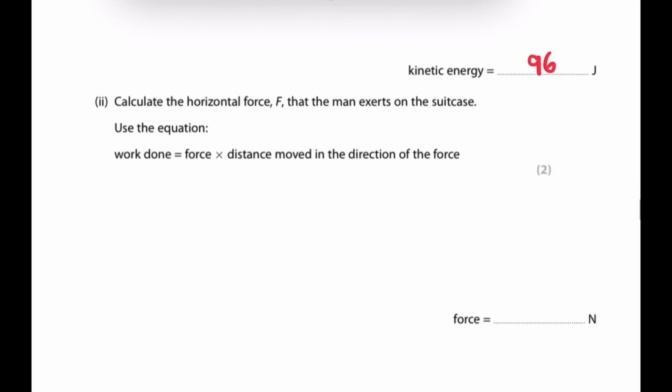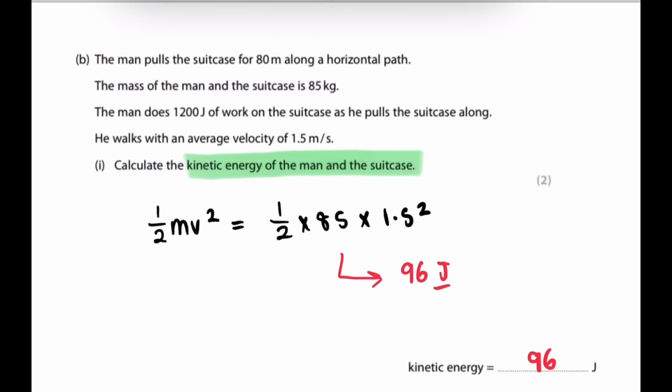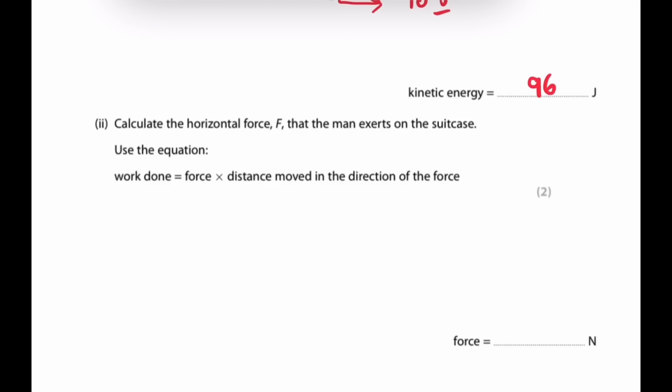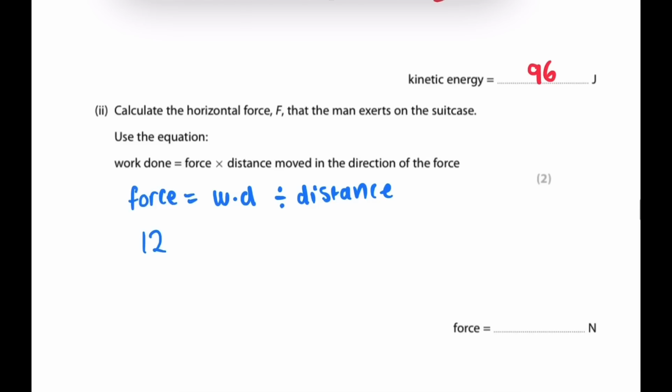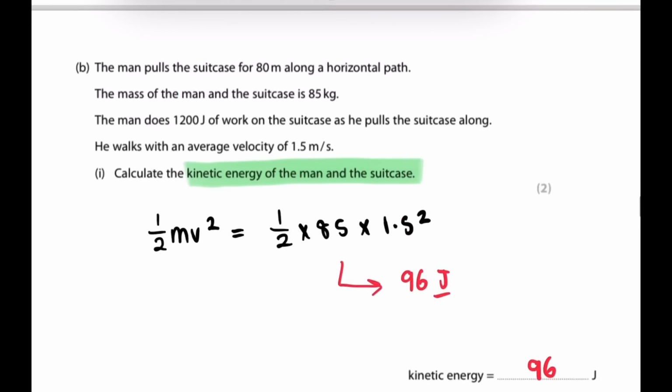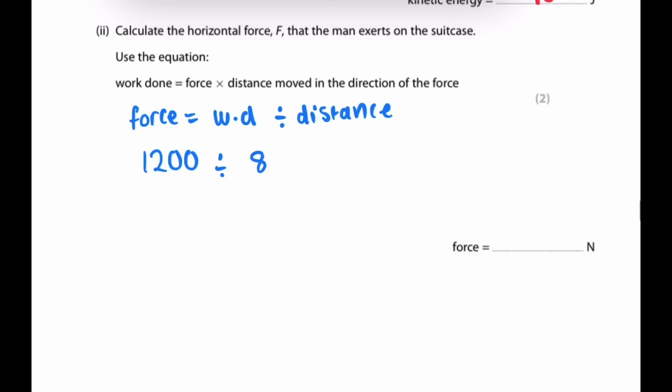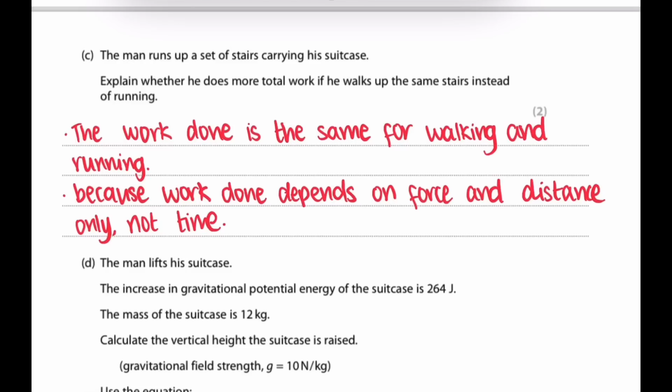Calculate the horizontal force that the man exerts on the suitcase. Use the equation: work done equals force times distance moved in the direction of the force. So we're just going to take all of the information we have, and we want to firstly rearrange it to make it force equals work done divided by the distance. And now we're going to input all of the numbers. So work done we have is 1,200, and the distance we have is 80 meters, which means the final answer is 15.